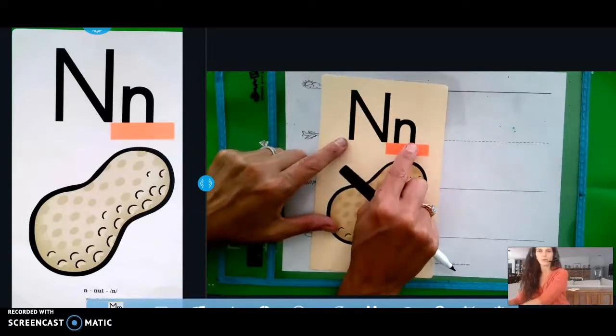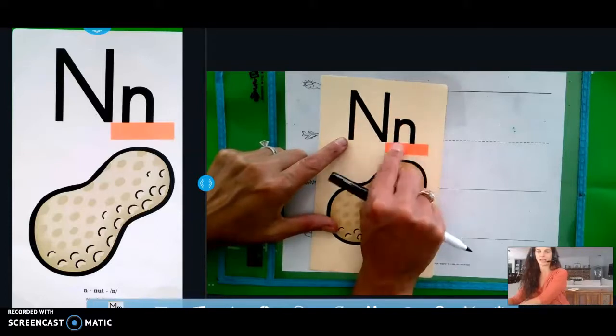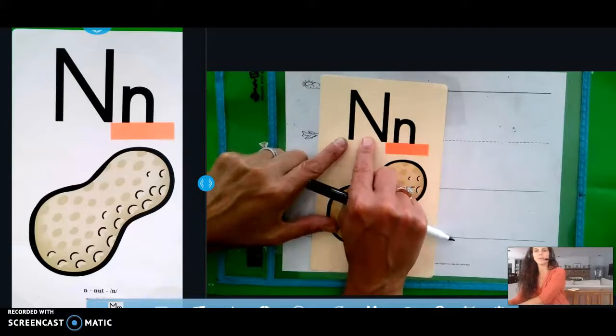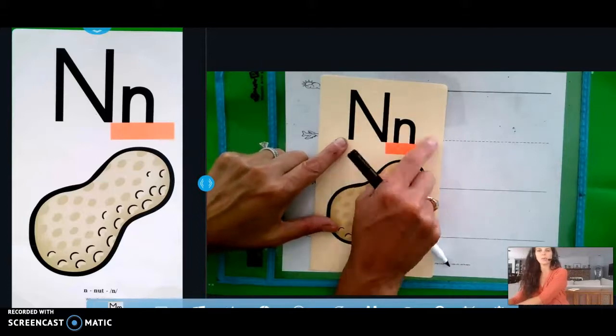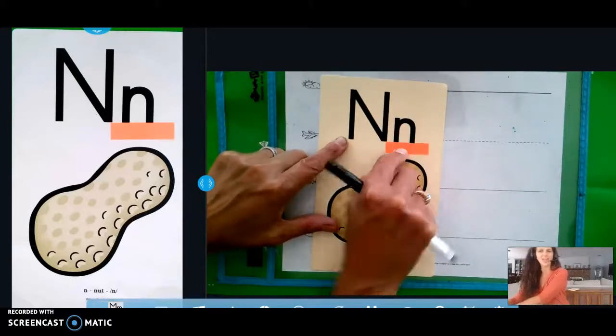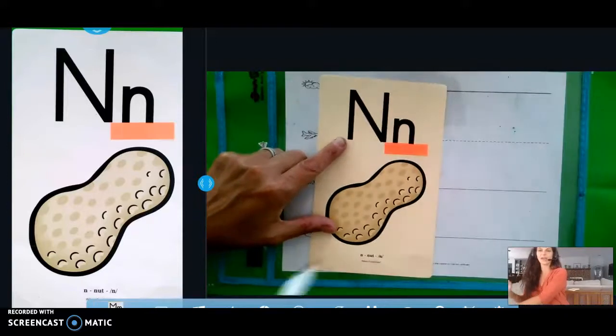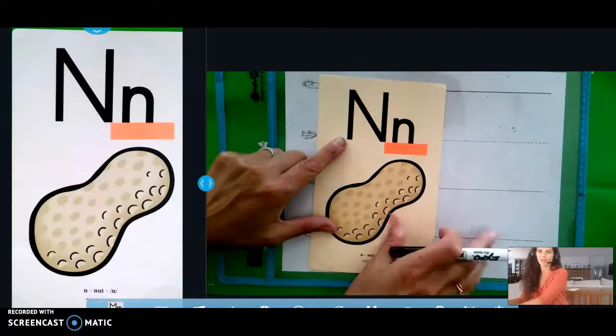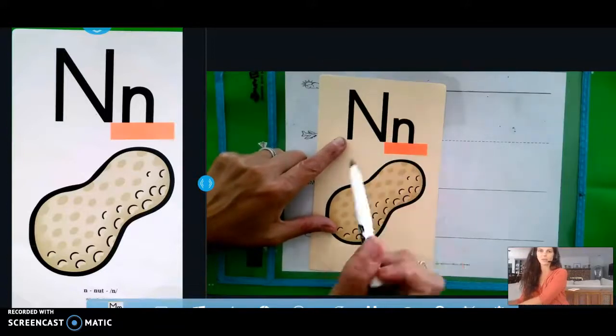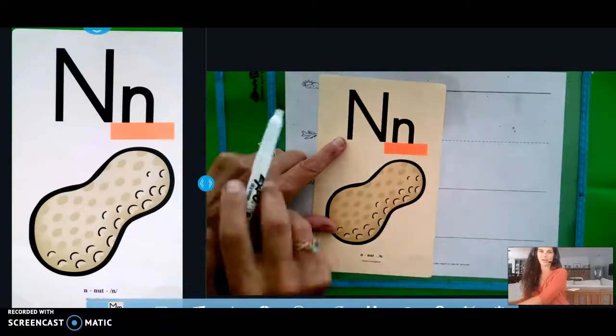We are going to focus on the lowercase n because you write the lowercase letters more than you write the uppercase letters. So that's why we're really just going to focus in on getting that correct, and then we're going to go back. Once we do all the letters, we're going to go back and do the uppercase letters. So we are just focused on writing the lowercase letters.